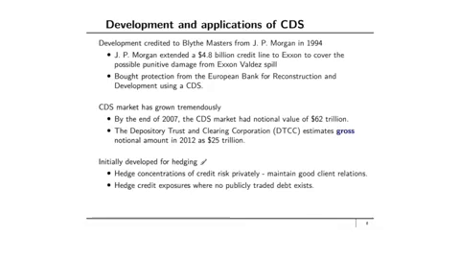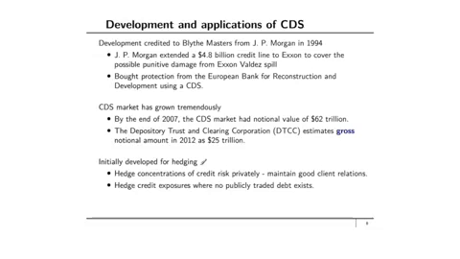Just to give you a sense of the development and the applications of CDS, I'm going to trace some of the history. The development of the modern version of CDS is credited to Blythe Masters of JP Morgan. It was created in 1994 to cover JP Morgan for the $4.8 billion credit line that it had issued to Exxon to cover the possible punitive damages in the Exxon Valdez spill. So after extending the credit line, JP Morgan protected itself by buying protection from the European Bank for Reconstruction and Development using a CDS. The CDS market since then has grown tremendously.